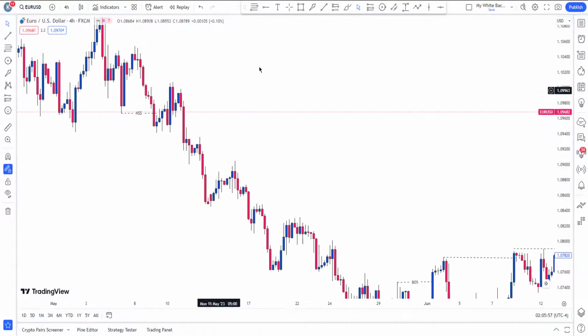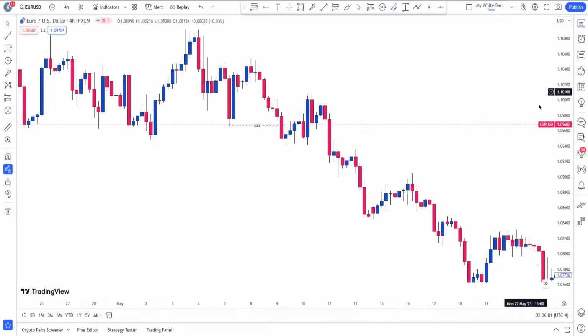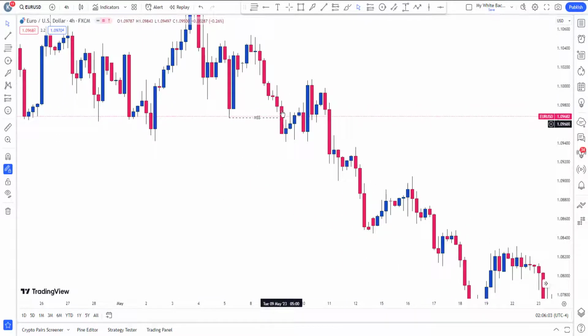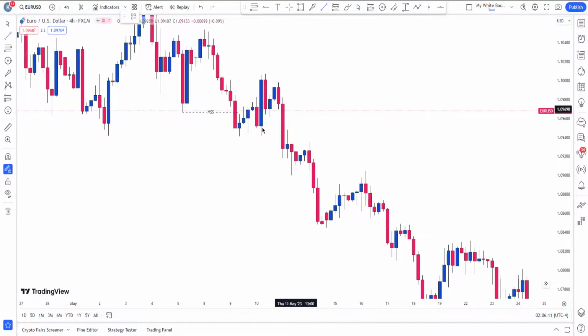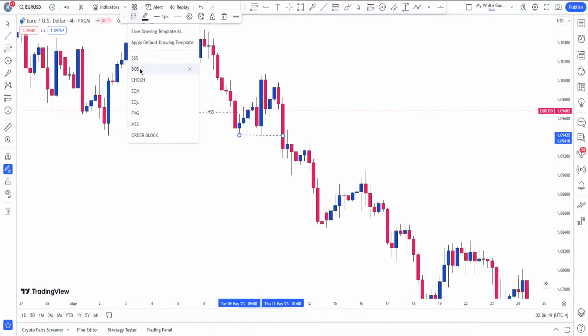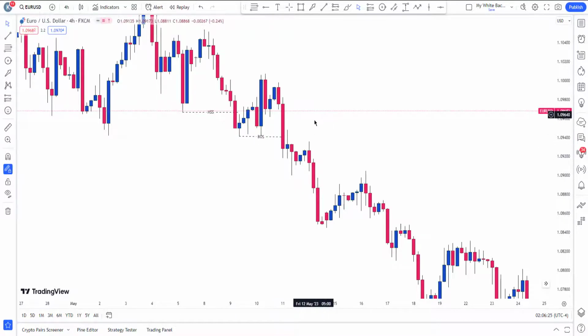And now we closed below it here with the body of the candle. We closed below it right here with the body of the candle. And that is exactly what we call a shift in market structure. And then we continue from there. Where is the lowest level? This is the lowest level I'm seeing right here. Okay, that is a break of structure to the downside. I'm dealing with a downtrend now. A break of structure to the downside.